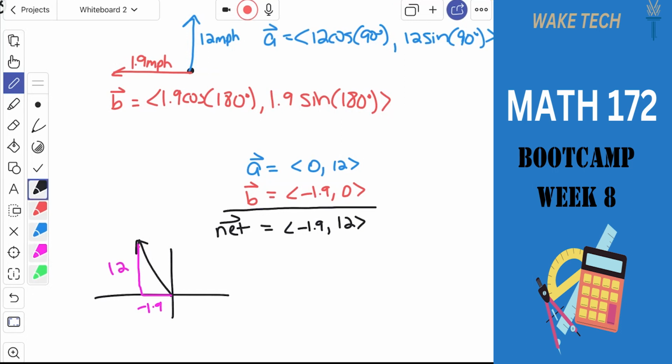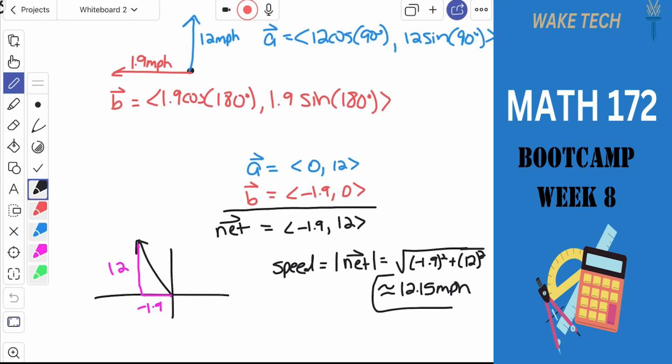The speed John is walking, speed always means the magnitude, they are the same thing. So to get the speed, aka the magnitude of the net vector, it's going to be the square root of x squared plus y squared. In this case, that's 12.15 miles per hour. So just a little bit faster than the boat is actually traveling.